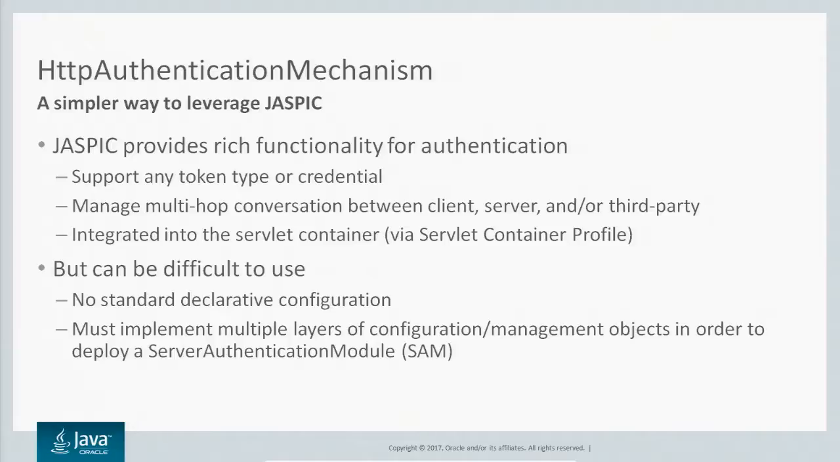The first API is HTTP authentication mechanism, and the basic idea there is that it's a simpler way to leverage JASPIC. JASPIC is a pretty powerful mechanism. It's got rich functionality for authentication. It's even broader than that. It's a message processing model, securing messages and validating messages. So it's very broad, very flexible. You can support about any token type or credential you could imagine. It can manage multi-hop conversations between client servers and third parties. And it's integrated into the servlet container via the servlet container profile.